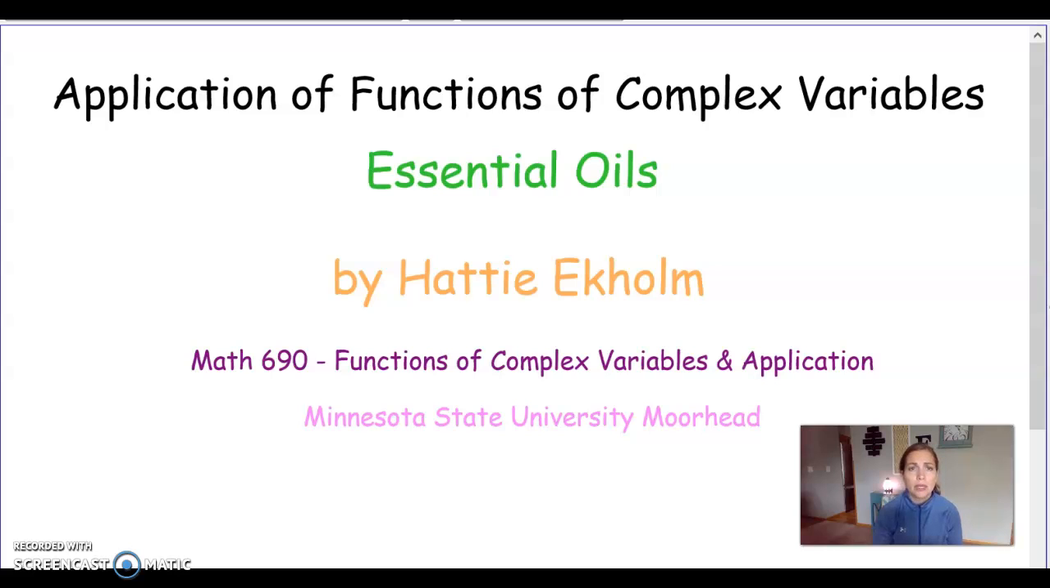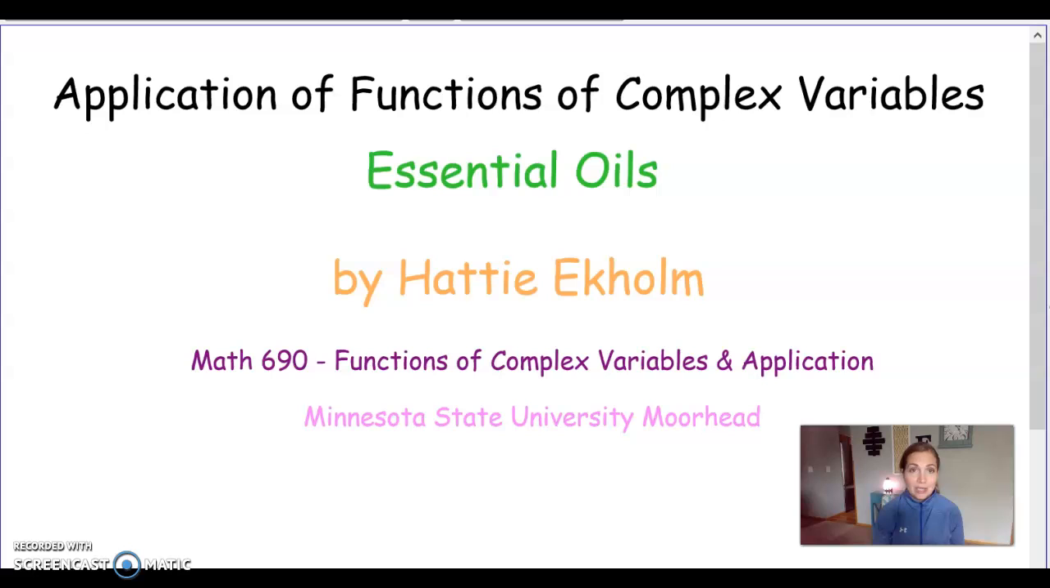My topic that I will be talking about today is on essential oils. I chose this topic because essential oils is something that I'm passionate about in my daily life. And I knew that as far as how the diffuser worked and the oils themselves, I could find out how complex variables apply to essential oils.